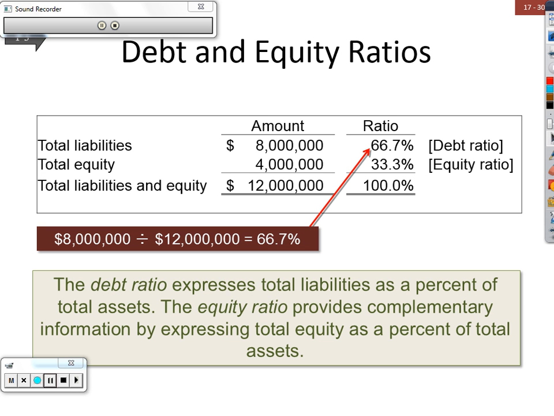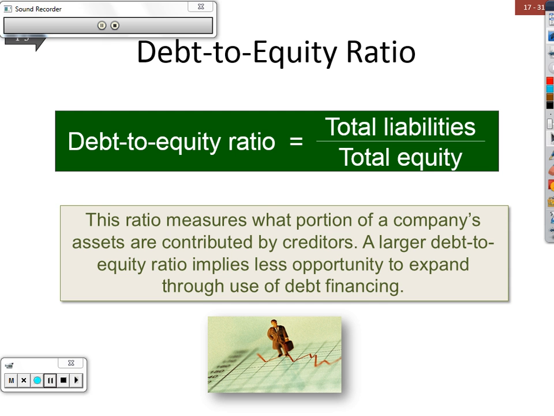We just want to see how much equity to assets you truly have. That's really what that is all about. The debt ratio and the equity ratio and the debt to equity ratio sometimes measure the same things. Look at the debt to equity ratio here: total liabilities divided by total equity. If it's a larger ratio, then that means that there's too much debt.